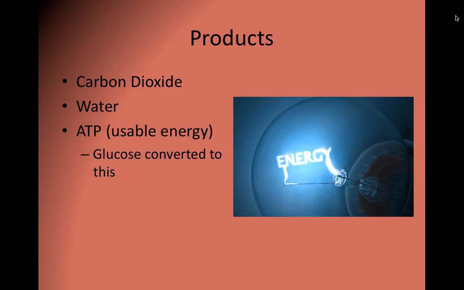What is it, you ask? Well, it's there on your slide. It's in the form of something called ATP. And converting glucose to ATP allows the plants to utilize that glucose for pure energy. So basically, plants naturally create their own energy.